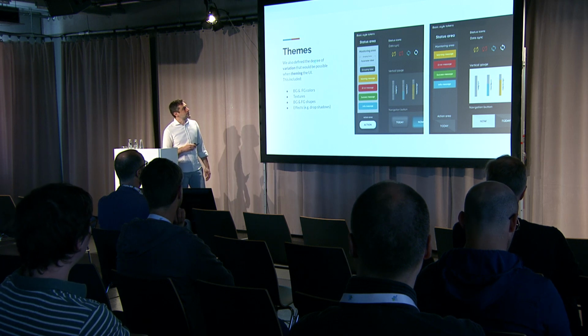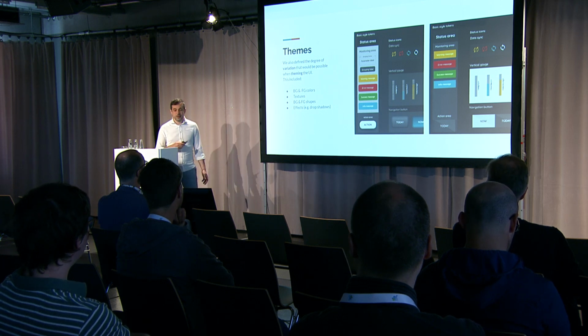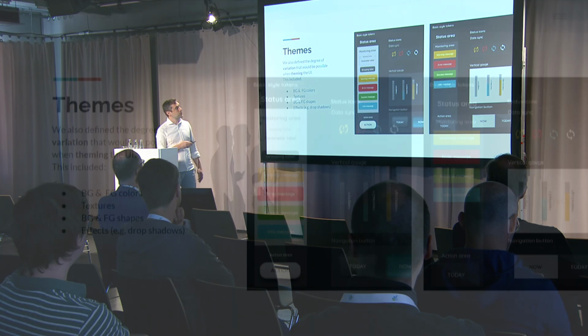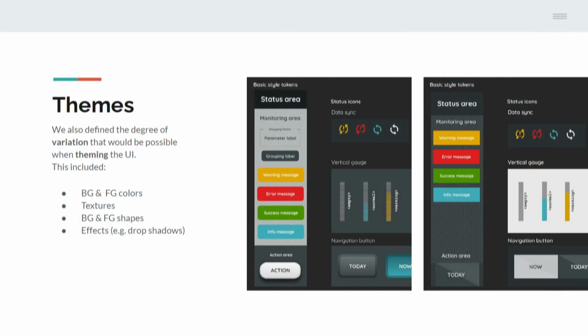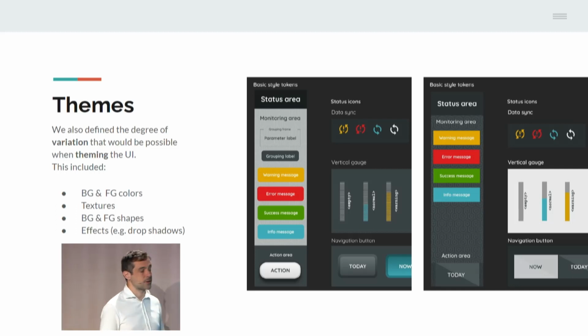And then the themes. So what is a theme basically in this case? It's the degree of variation that would be possible when theming the UI. Okay, so in this project, our analysis included background and foreground colors, textures, shapes of background and foreground, and effects like drop shadows and that kind of stuff. So you can see an example of two different themes applied here.